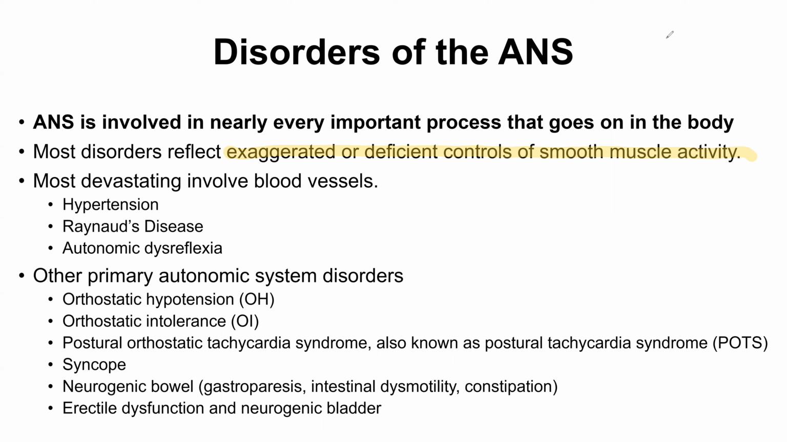So, for example, hypertension is a problem with the autonomic nervous system, because now we have a situation where the vessels are either too constricted, which is going to raise blood pressure, or we're retaining too much fluid, which is going to raise blood pressure. All of these things will have an effect on the blood vessels.